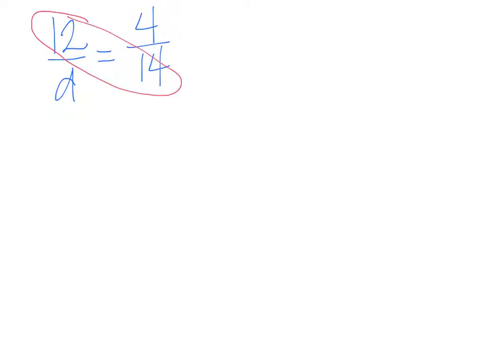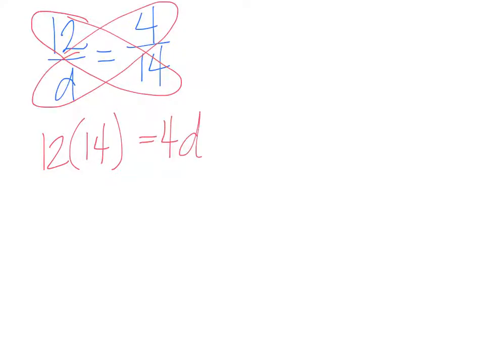Using cross products can be helpful to determine if two ratios are in proportion, but we can also use it to figure out what an unknown is in a variable. So for example, if we have 12 over d equals 4 over 14, I am telling you that this is a proportion and I want you to solve for d. Just like before, we're going to use cross products. So we're going to do 12 times 14, and I'm going to tell you that this equals 4 times d.